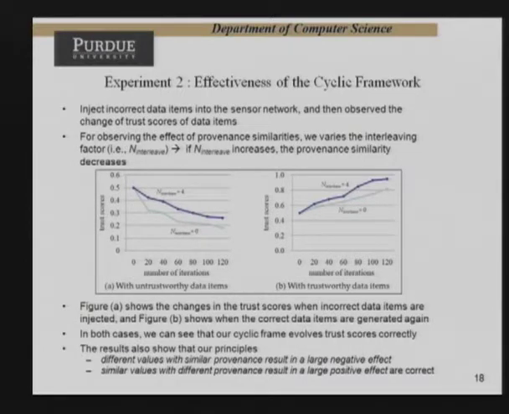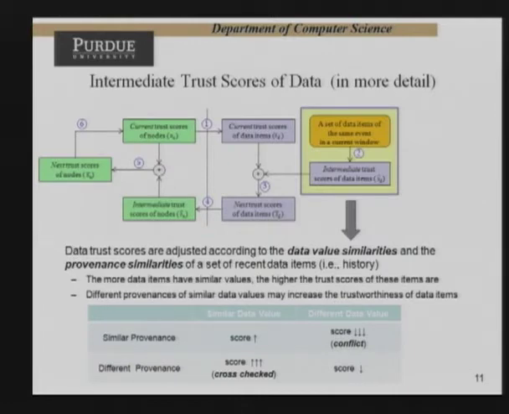And here we can see that if we use the data set with a similar provenance, the trust score decreases faster. The reason is that with this principle, we say that if the data value is a different value with a similar provenance, decrease the trust score.